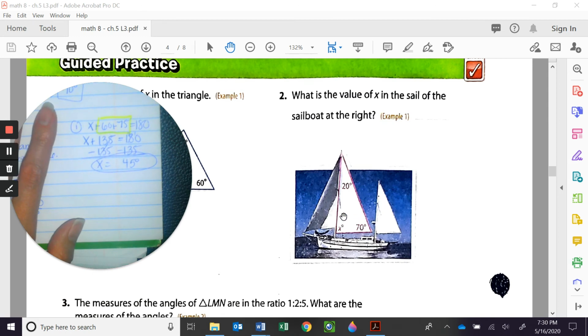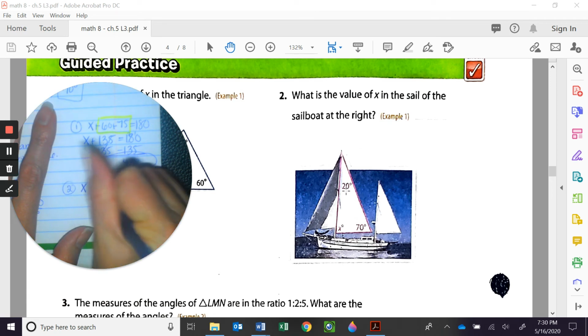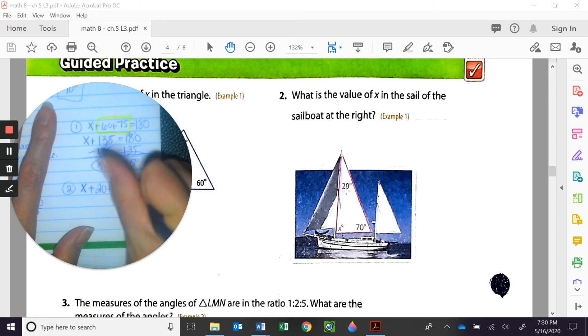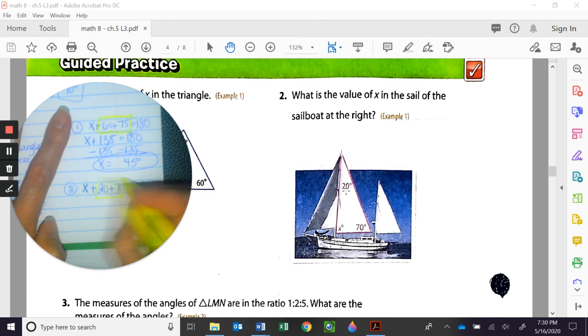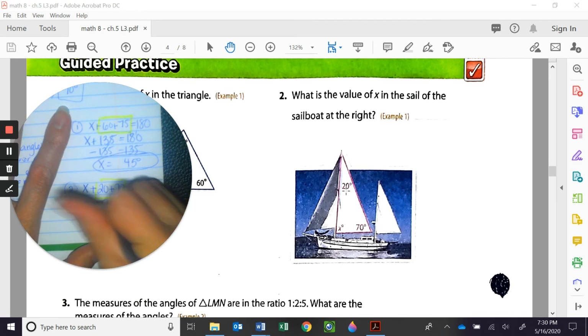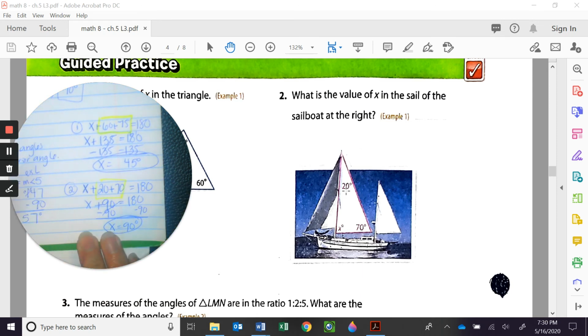Okay, again, we're looking for our interior angles. So x plus 20 plus 70 equals 180. Combine like terms. So x plus 90 equals 180. Subtract 90. And x equals 90 degrees. Okay.